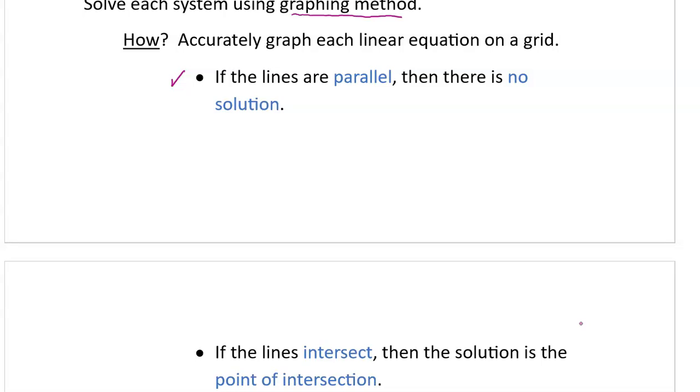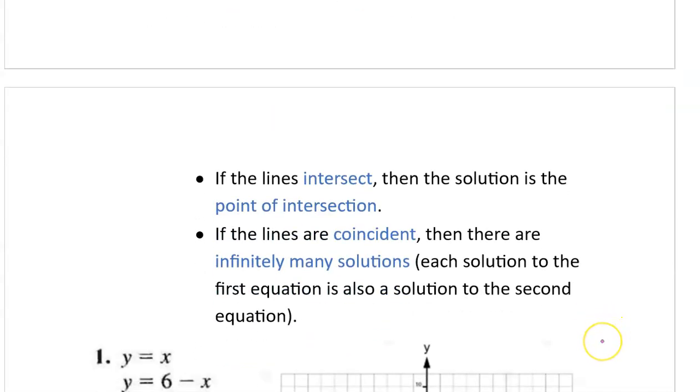A second possibility is the two lines may intersect, like those 3 problems in the oral exercises. To find the solution, you write down the point of intersection. A third possibility is the lines are coincident. What that means is one line runs directly over top of the other line for its entire length. When you get all done drawing both lines, it's only going to look like one line because they completely overlap. Therefore, any solutions to the first equation are also solutions to the second equation.